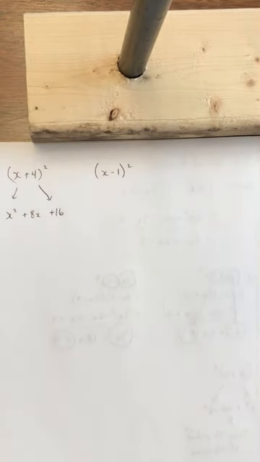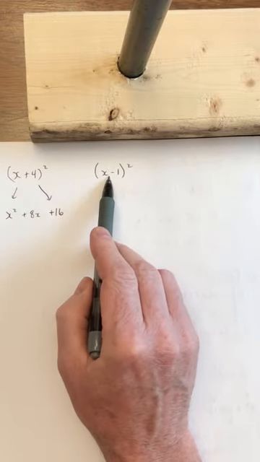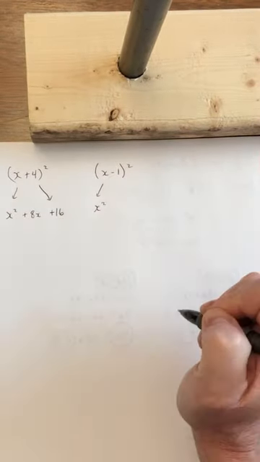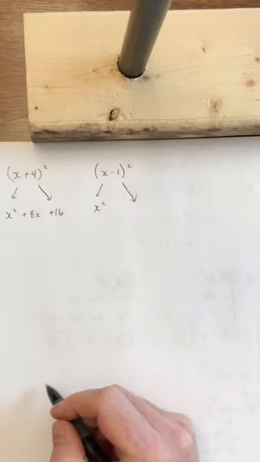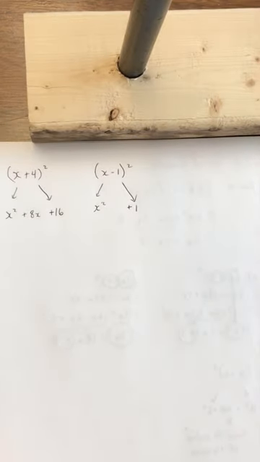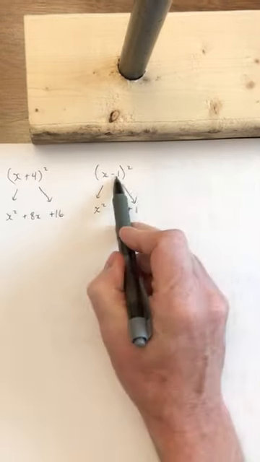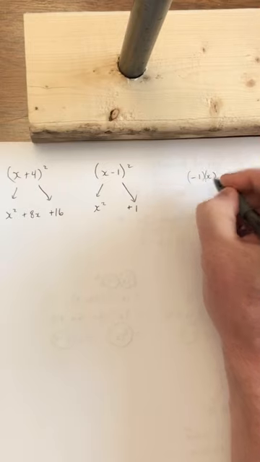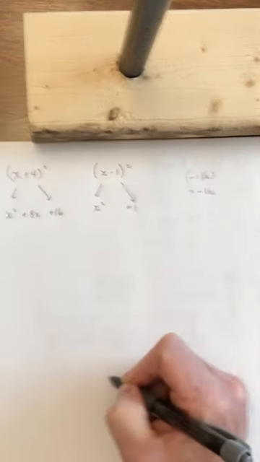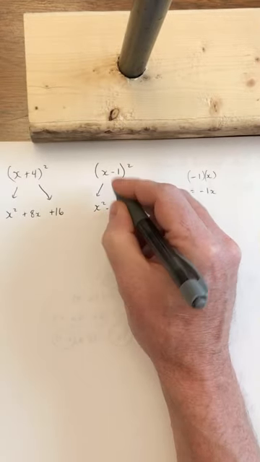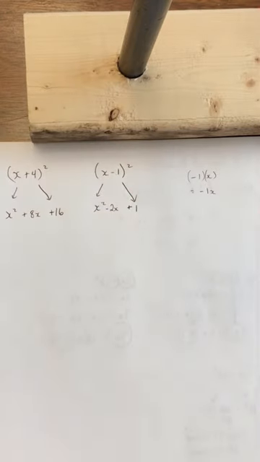So in each of these cases, we're multiplying by the same base, so we can take this shortcut. So here we have an x squared. Negative 1 times negative 1 is plus 1. And our middle term, negative 1 times x is negative 1x. So negative 1 times x is equal to negative 1x. And when we double that, we get negative 2 x's.